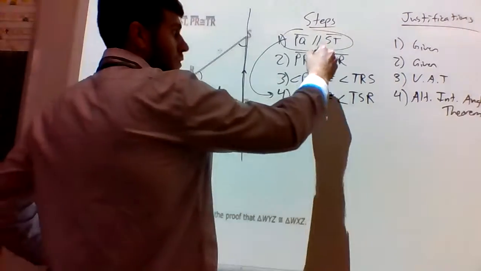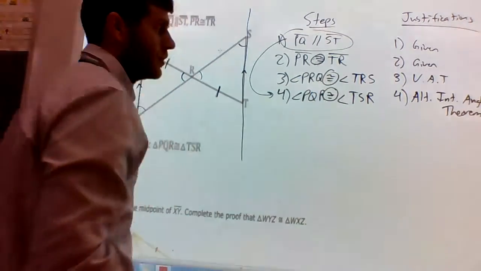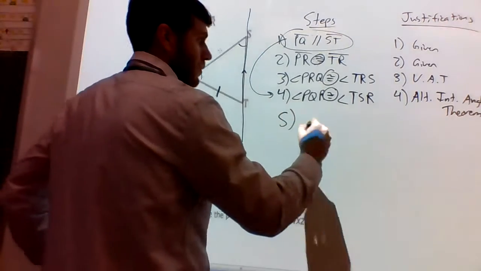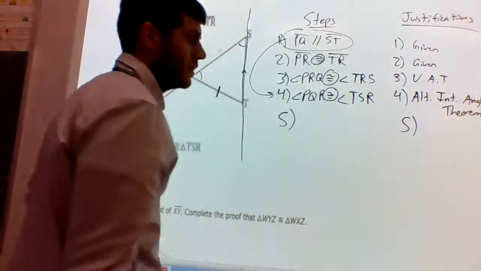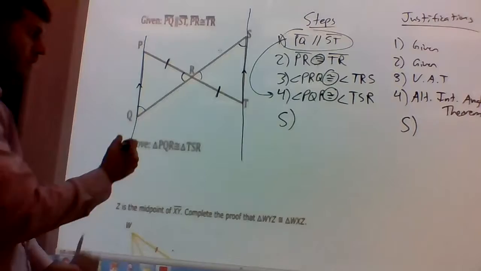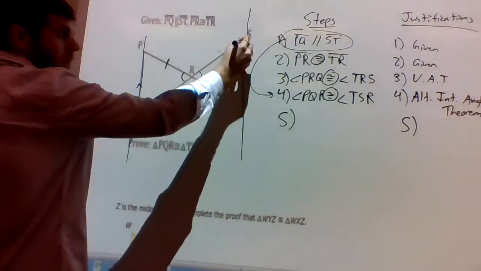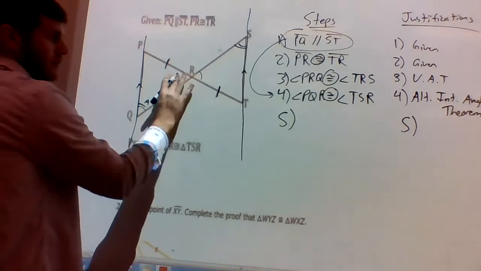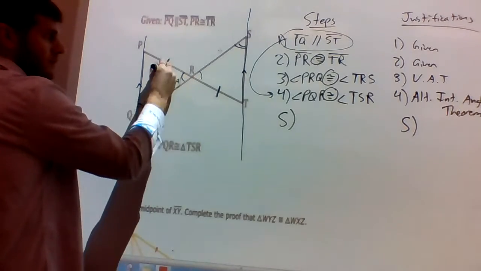We now have three corresponding parts that are congruent. 1, 2, 3, side and two angles. So we can use one of our postulates potentially. Let's see. Is this an angle or a side? This is an angle. This is an angle. And this is the side.